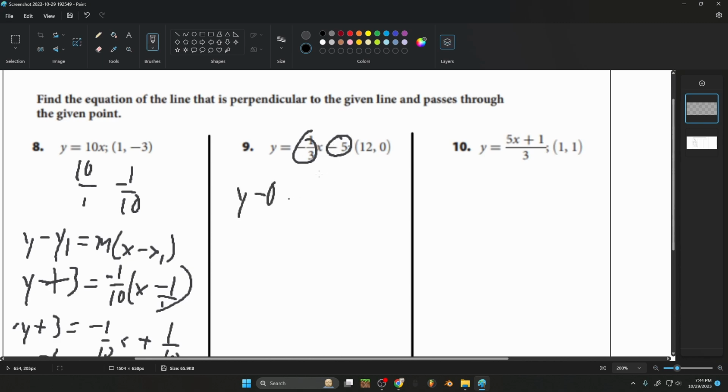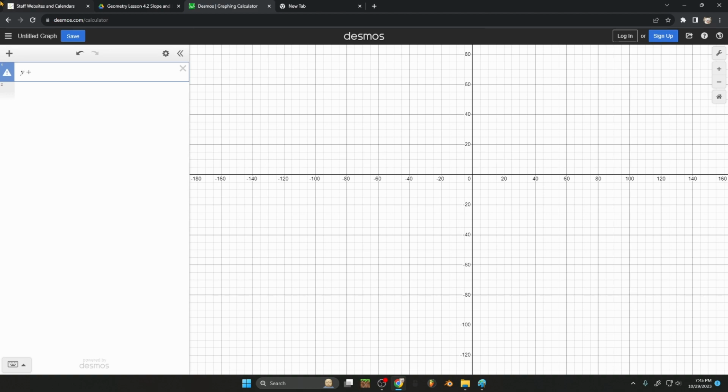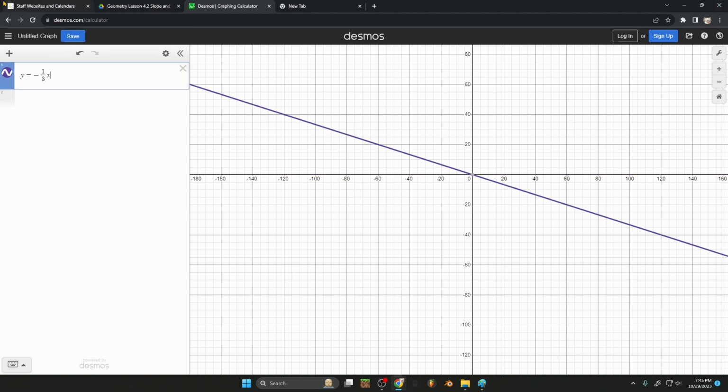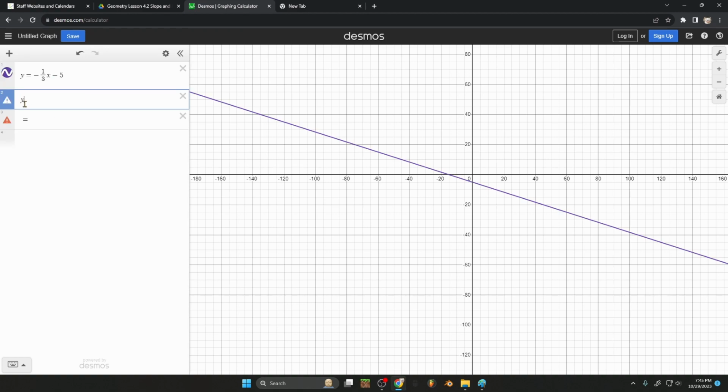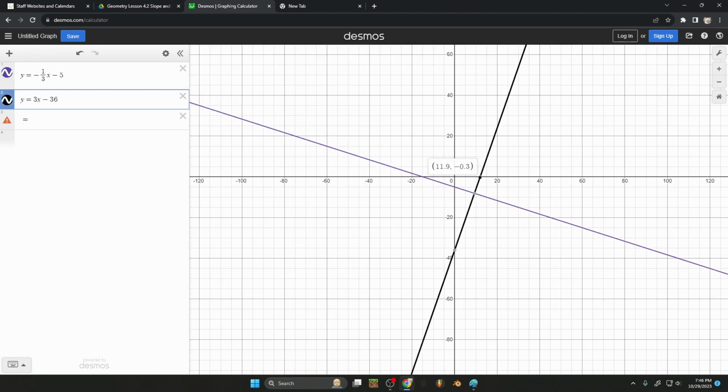So y minus 0 equals 3x minus 12. Y equals 3x minus 36. Minus 36, that's kind of crazy, but alright. Let's graph it. Y equals -1/3 x minus 5, and y equals 3x minus 36. You can see here, these are perpendicular. And you can see here, let's go to 12, 0. About there. It does in fact cross the point 12, 0.